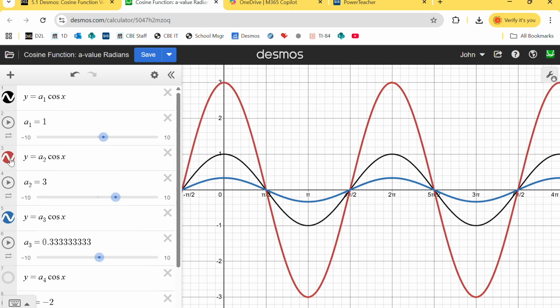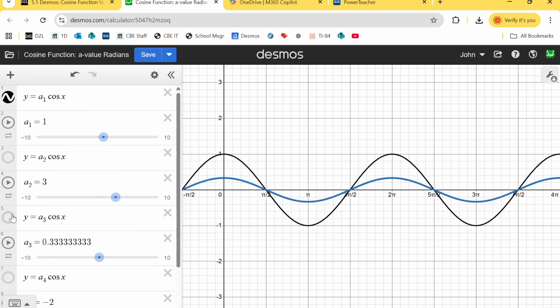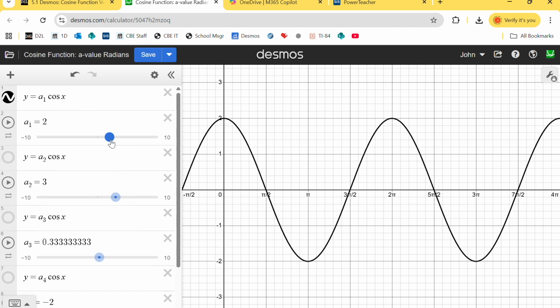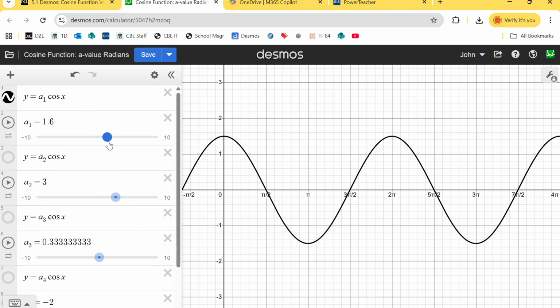y equals -2 cosine of x. So let's turn this off. And then let me go, first of all, to 2. When I go to 2, I'm going to multiply all the y values by a factor of 2. So the peaks and the troughs are going to multiply by a factor of 2. So it'll get taller, right? You can see the peaks go up from 1 to 2.